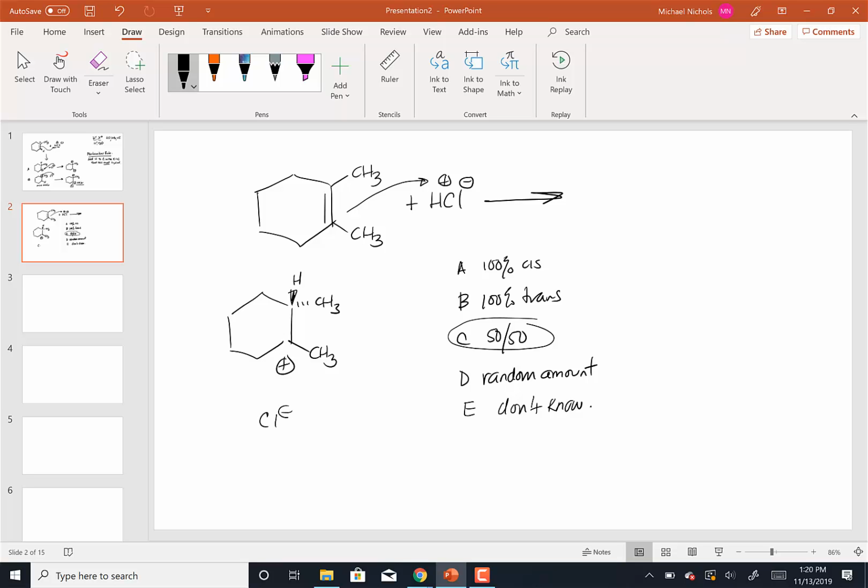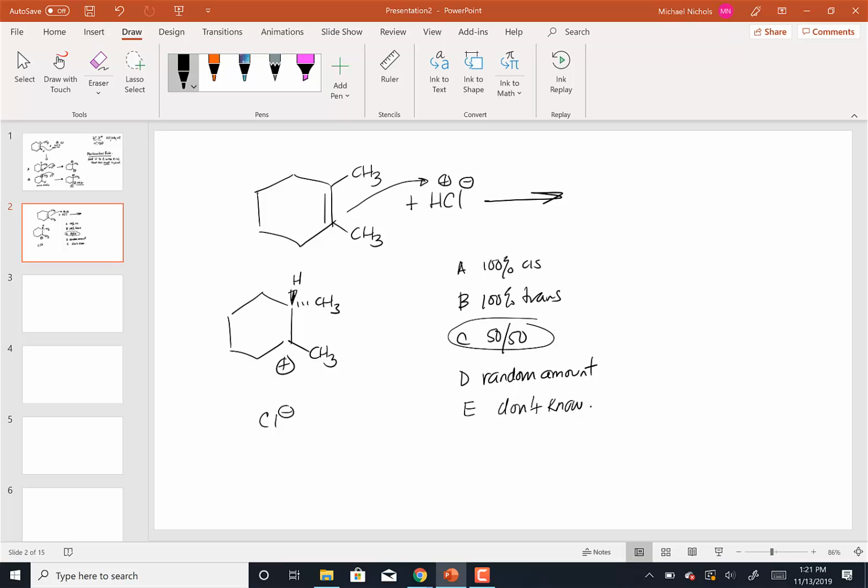All right, where's the chloride going to add to the carbocation? Below? Well, it does matter. That's different than it doesn't matter. Oh, okay. It can attack from either direction. Yeah, either direction is different than it doesn't matter, because it does matter.